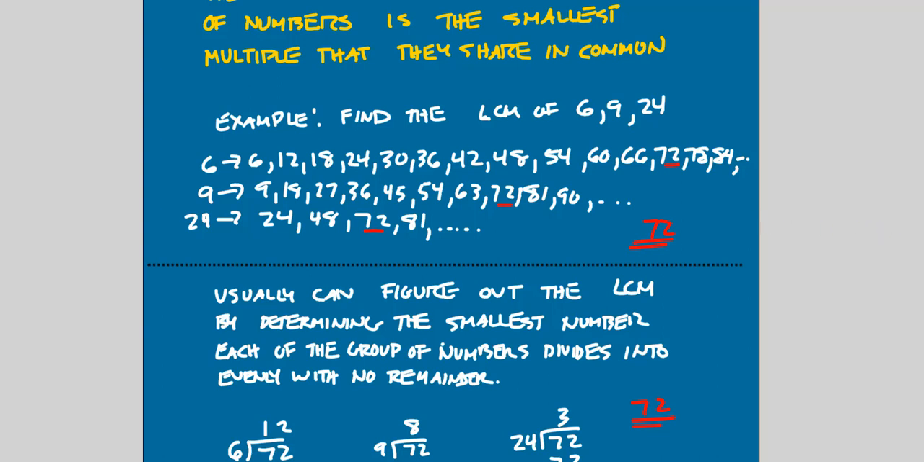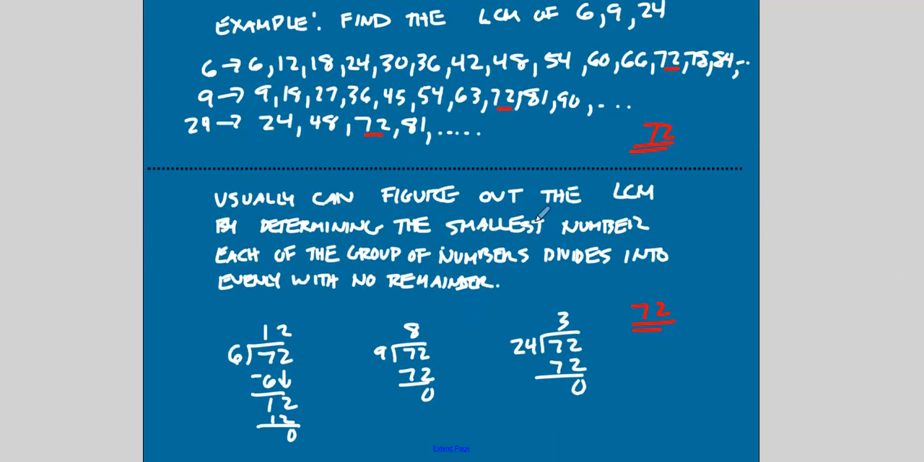So that's one way. Another way that usually works when you know your multiplication tables well is to figure out the smallest number that each of the group of numbers divides into evenly with no remainder. I know 6 goes into 72 12 times, 9 goes into 72 8 times, and 24 goes into 72 3 times. So you can kind of eyeball it and figure out the least common multiple using that method, and that often is a very effective method.